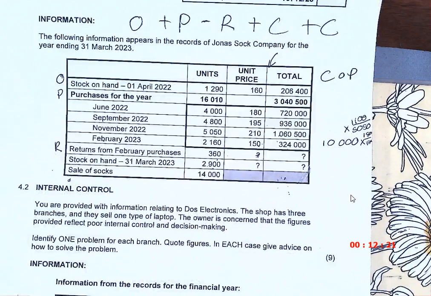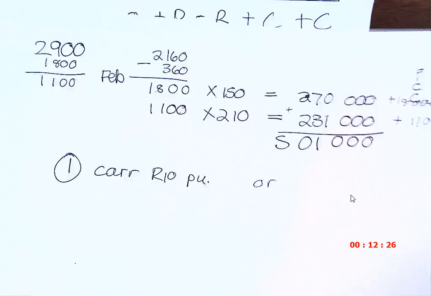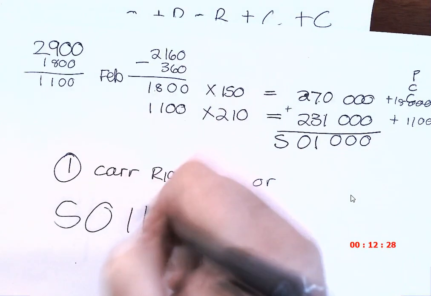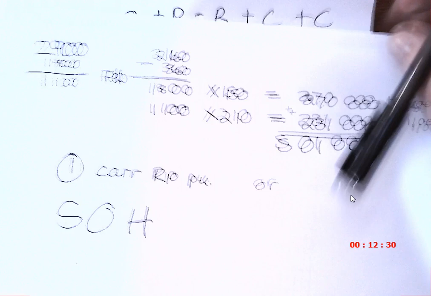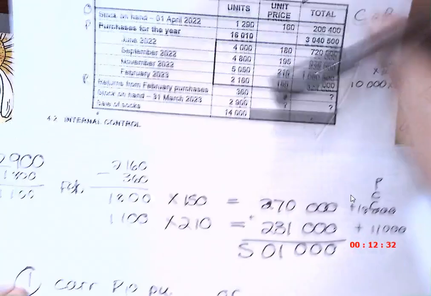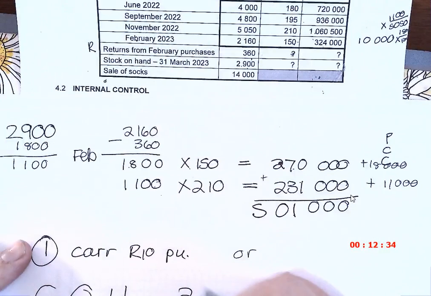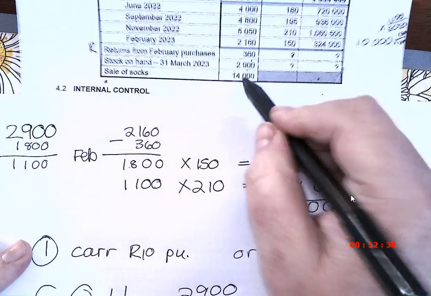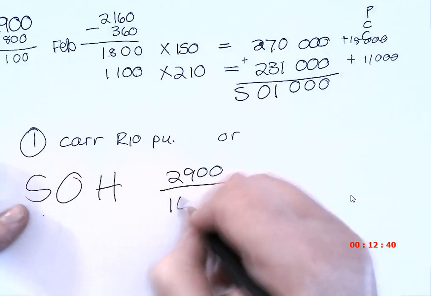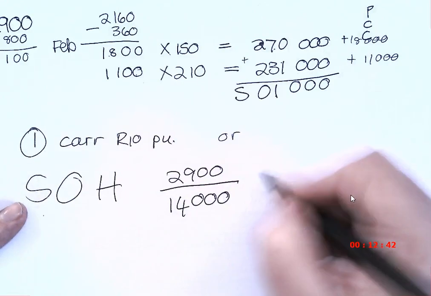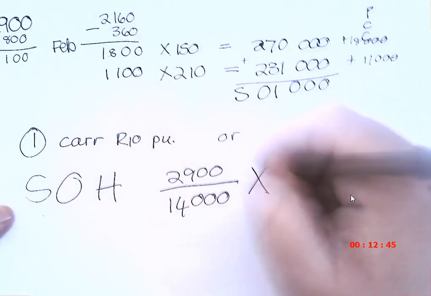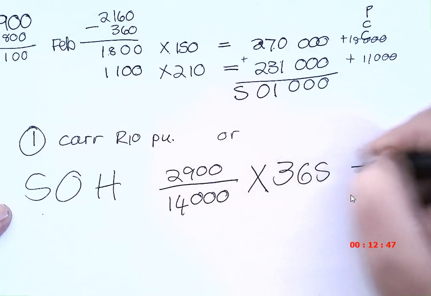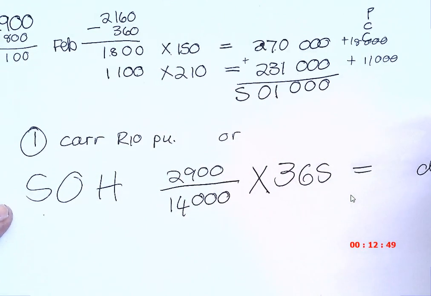So the next one, they want me to calculate the stock holding period. So your stock on hand, I want to use the units. So how many units are on hand? 2,900. How many units are sold? 14. You see? And I'm not timesing with 100, I'm timesing with 365. And the answer will be in days. Okay.